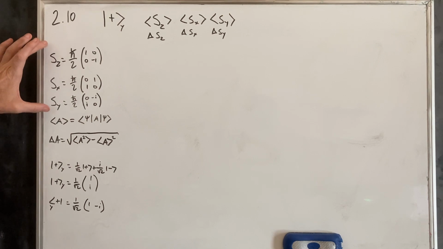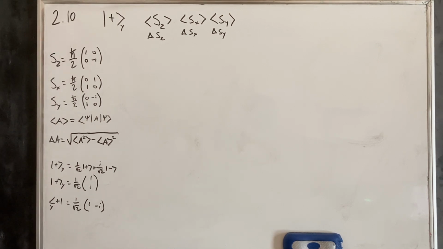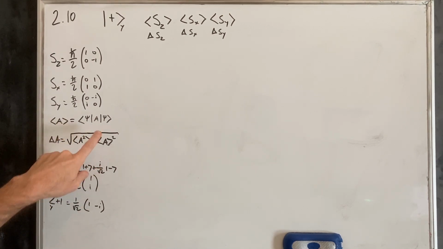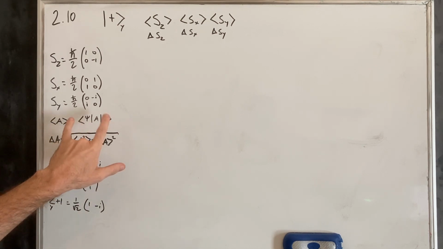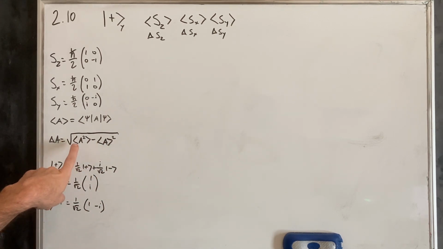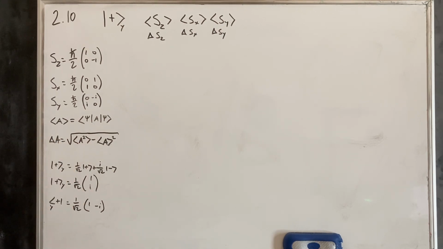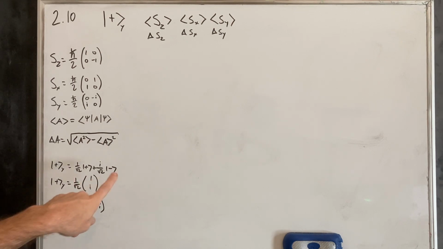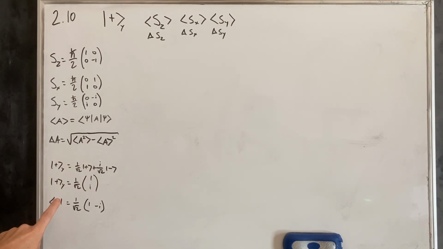So as a reminder, I wrote out all the operators here in matrix form. In order to find the expectation value, we can sandwich our operator in between our bra and ket for our state. Here's the equation for the standard deviation or the uncertainty. So we're going to have to find the expectation value of our operator squared. And then I also wrote out the up state along y in both bra-ket notation and in matrix form.